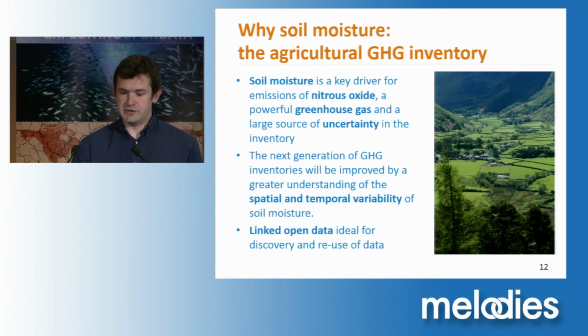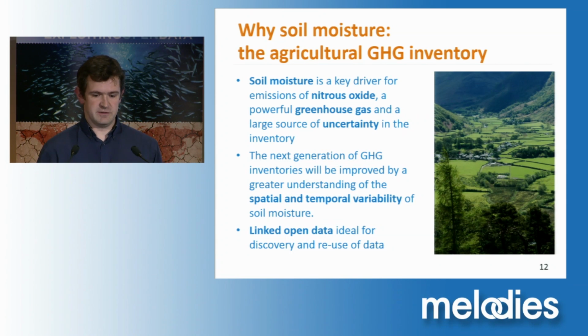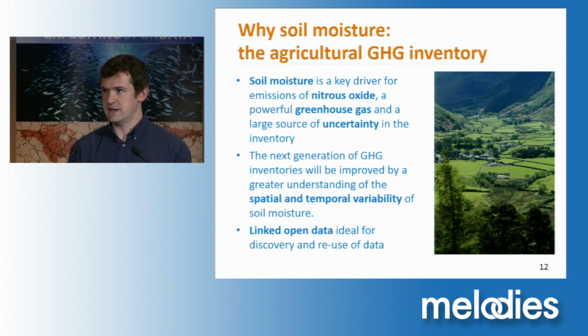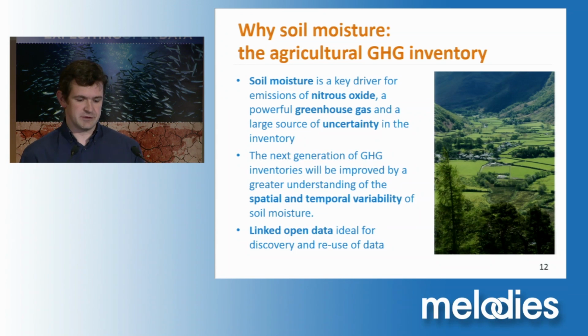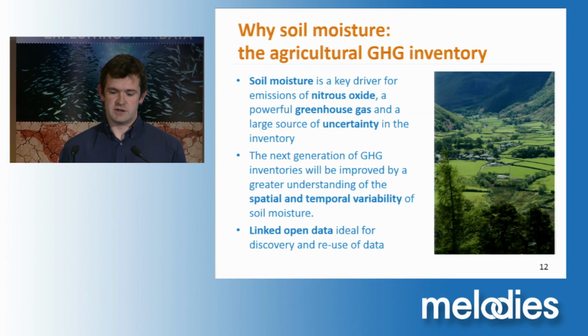So why soil moisture? The main application we've been focusing on is the greenhouse gas inventory, the agricultural inventory, where soil moisture is a key driver for emissions of nitrous oxide. This is a powerful greenhouse gas, and soil moisture is a major source of uncertainty in the current inventory. So we're looking towards the next generation of greenhouse gas inventories, where hopefully we'll gain a greater understanding of spatial and temporal variability, and this new soil moisture data set will help us with this.